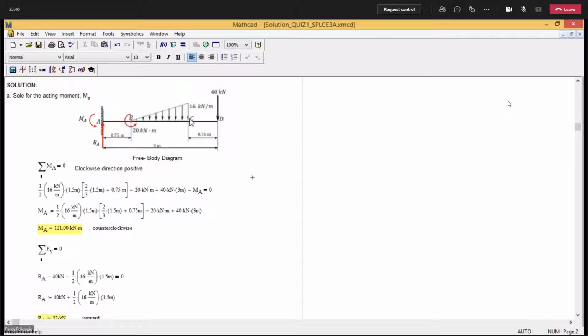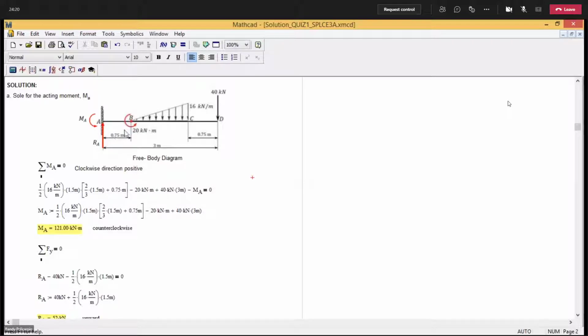The uniformly varying load, when we convert this into a concentrated load, all you need is to get the area, and that is equal to 1/2 times 16 multiplied by 1.5, and this load will produce a clockwise moment with respect to A. Its moment arm is 2/3 of the length of the load, which is 1.5, plus 0.75. So that will be the moment produced by this load.